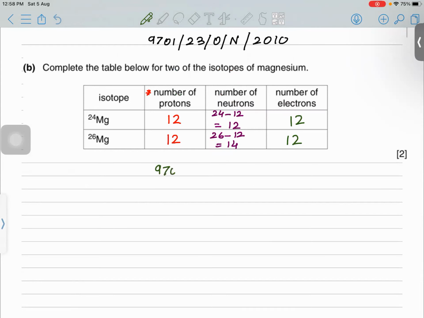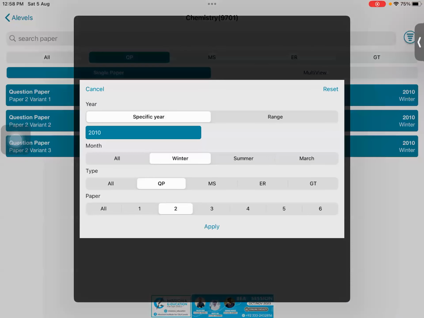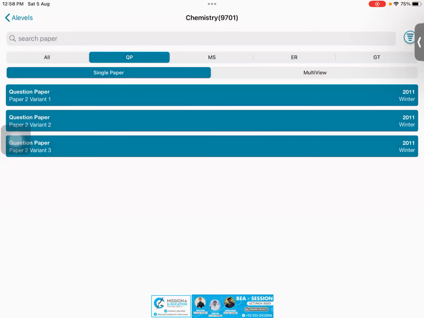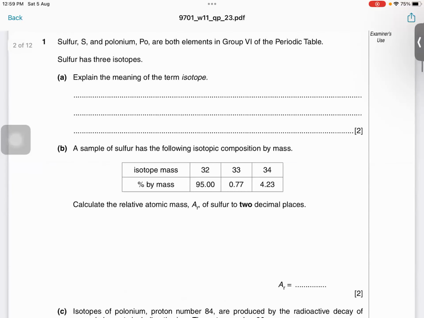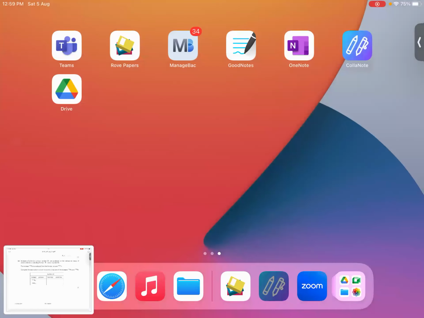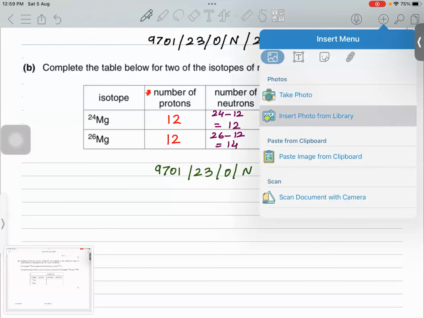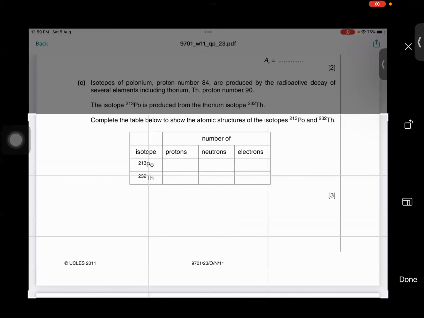Next question, 9701, variant 23, October, November, 2011. Now, 2011, again October, November, and again variant 23. Yes, here we have it. Anyone other than Isa?